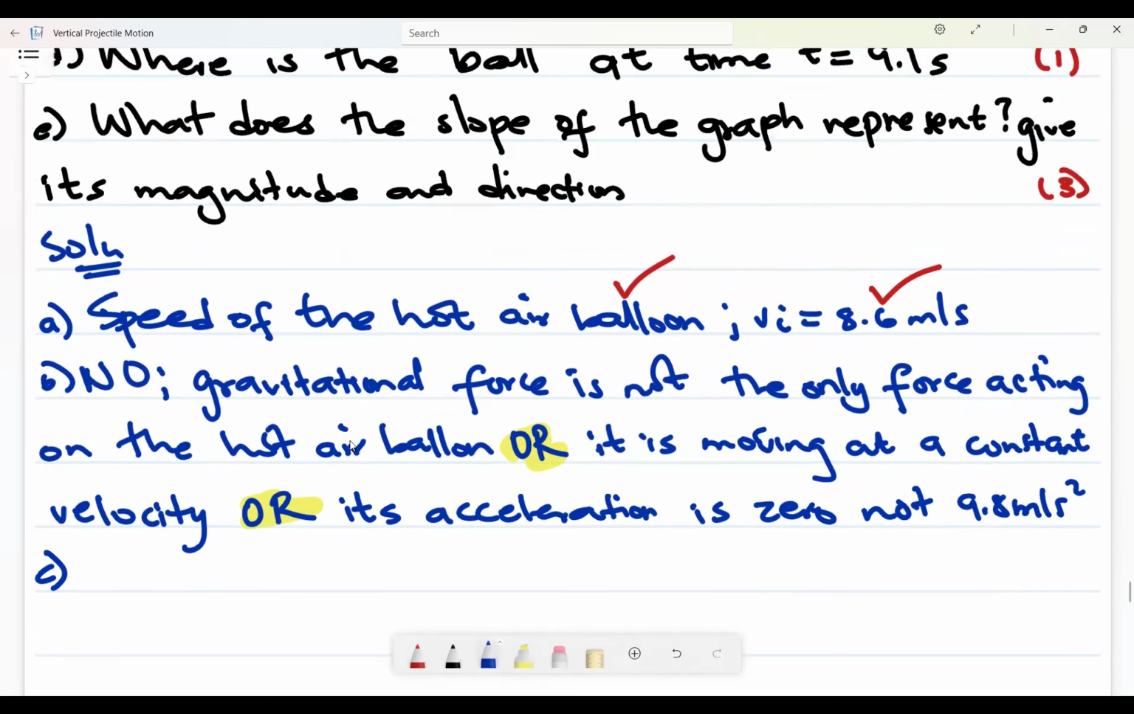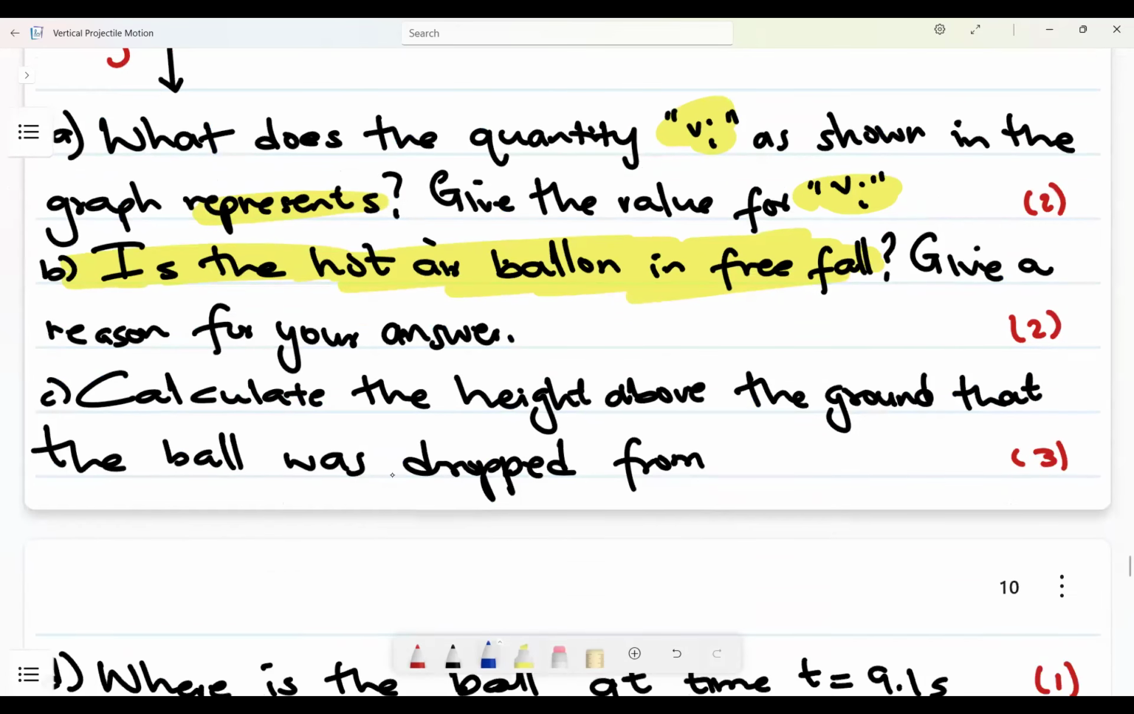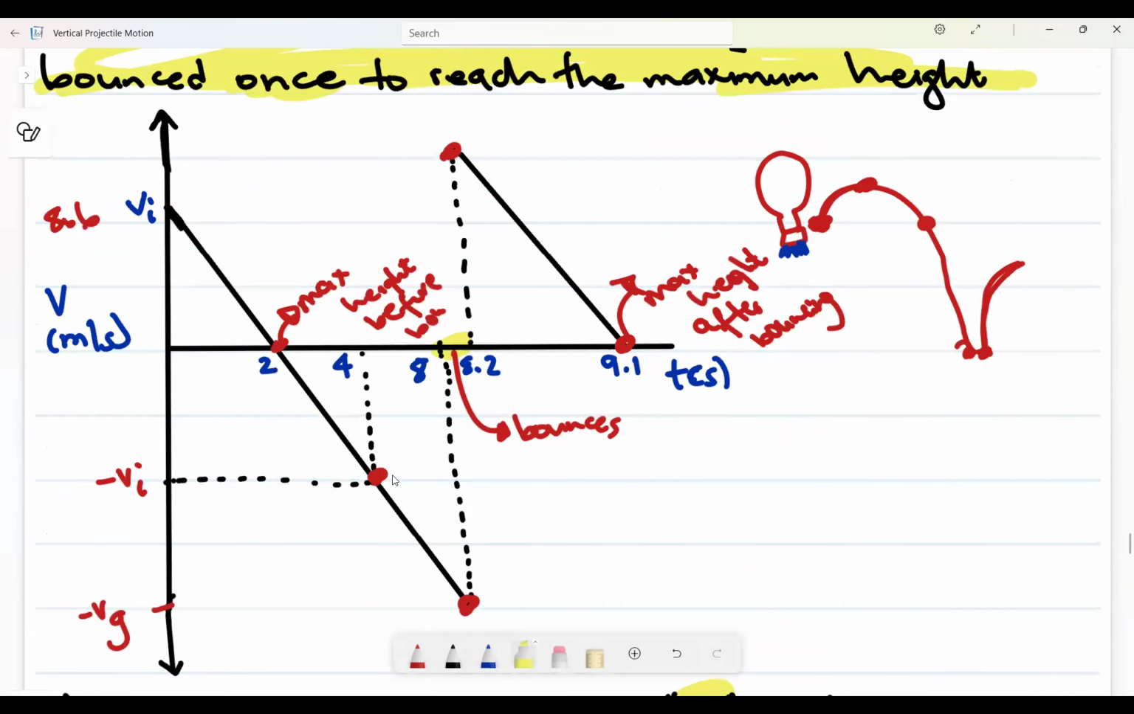C says calculate the height above the ground that the ball was dropped from. Okay, so now we'll say, from here, where it was dropped, it went to the maximum height. Again, then it went back to where it was dropped, then it reached the ground.